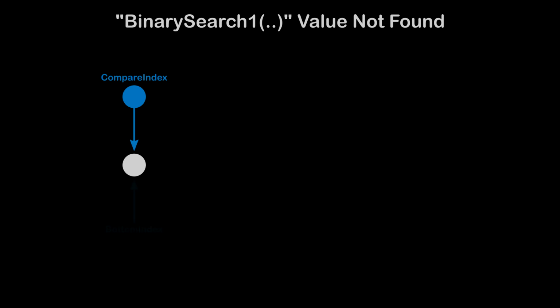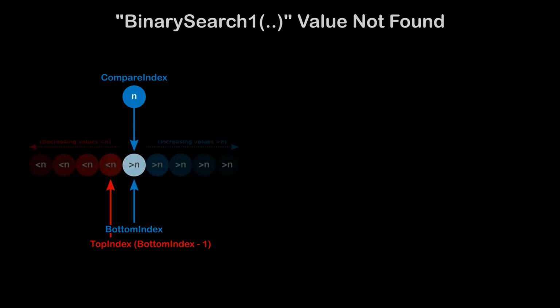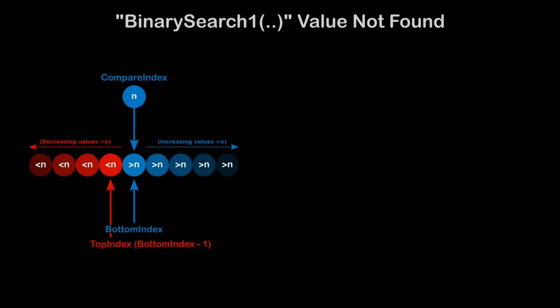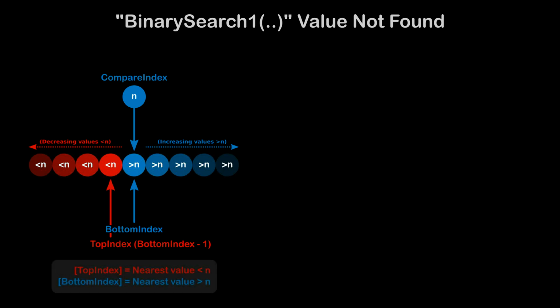When the final comparison occurs at the bottom index and the array value is greater than that of the target, the top index crosses under the bottom and the search terminates unsuccessfully. As the magnitude of the target value is situated somewhere between the two values referenced by the top and bottom indices, they each represent the nearest low and high values respectively.